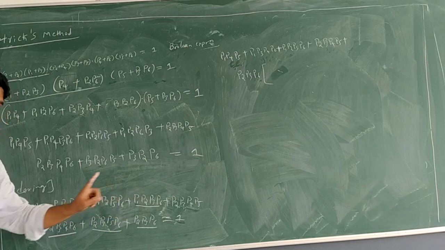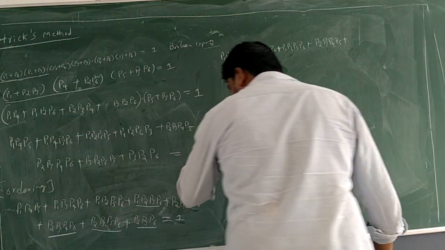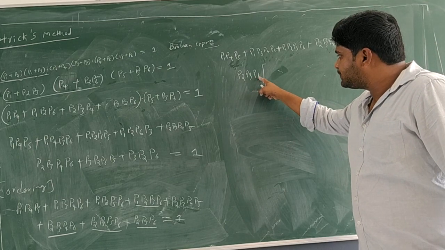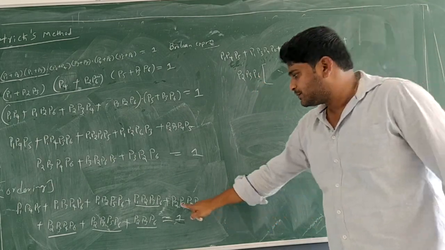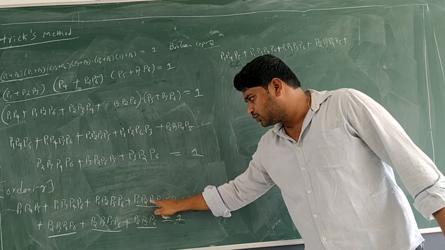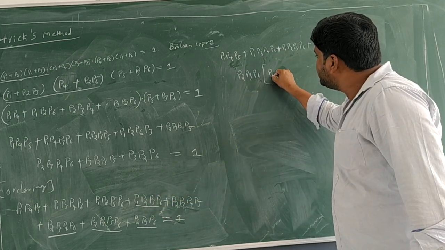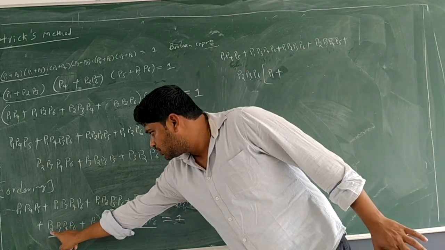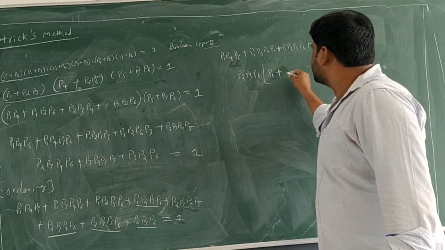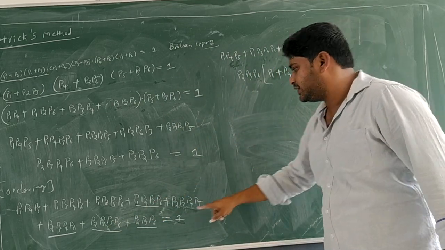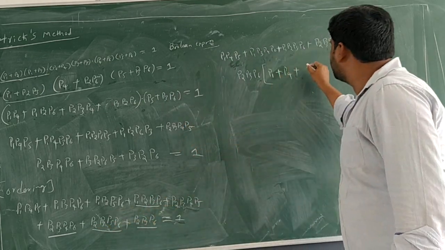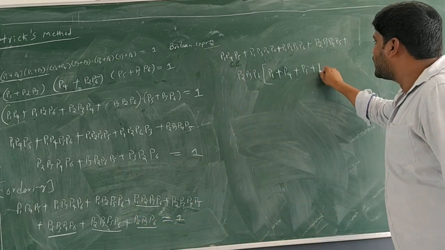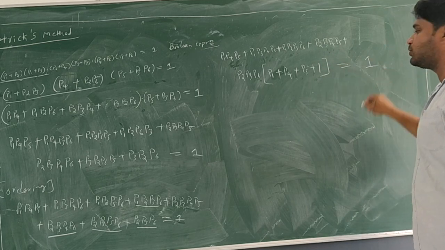1 2 3 4. That means what? Among the 4 which I have underlined, the common thing is P2 P3 P6. What will be remaining? That we have to write. So what will be remaining here? If I take out the 2 3 6, I am left with P1 plus this term I have not included. Here 2 3 6 4 is remaining, P4 plus here 2 3 6 5 is remaining, P5 plus here 2 3 6, what is remaining? 1, which is finally equal to 1.